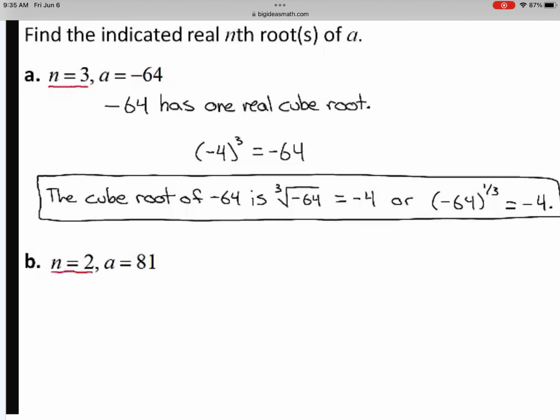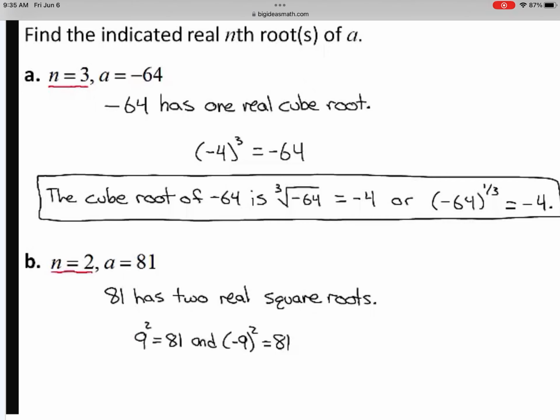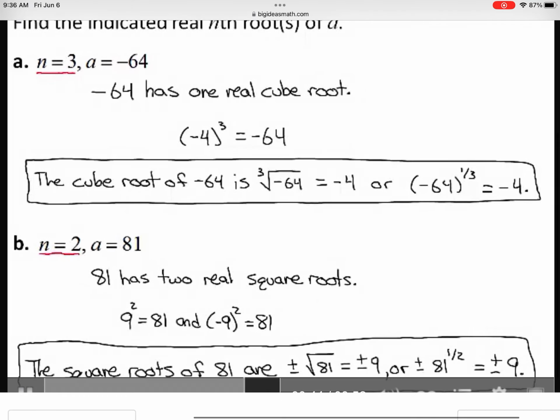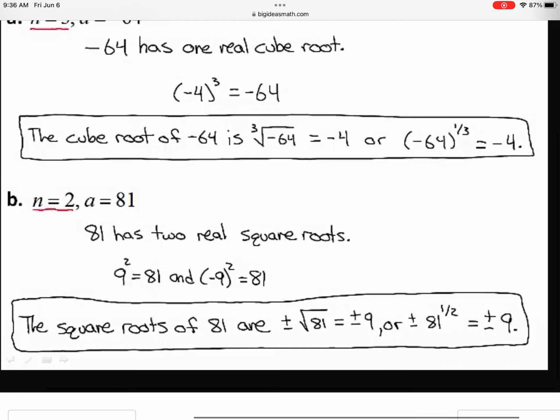Because the index n equals 2 is even and 2 is greater than 0, 81 has two real square roots. Notice that 9 squared equals 81 and the quantity negative 9 squared equals 81. So the square roots of 81 are plus or minus the square root of 81, which equals plus or minus 9, or plus or minus 81 to the 1/2 power, which equals plus or minus 9.